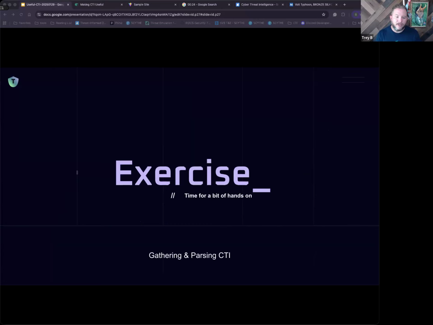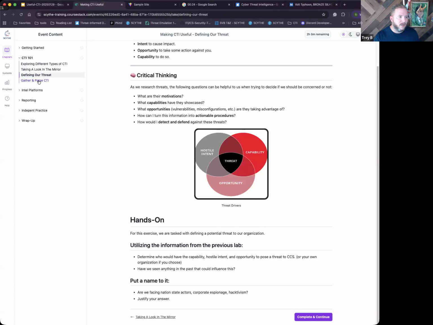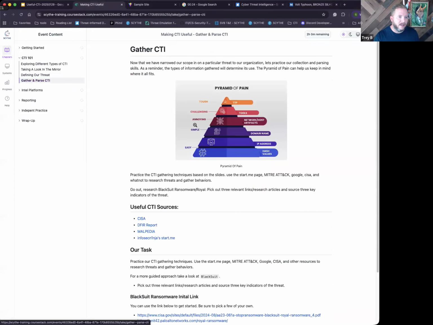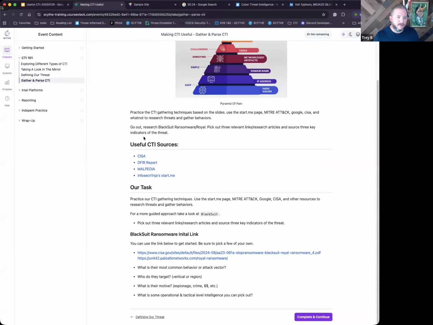So exercise. With this one here, we're going to be a little quicker. Under gathering and parsing CTI, I gave you access to a couple of different resources already posted in here, and I gave you a task and a link. There's a report here on Royal Ransomware or Black Suit. I'd like you guys to take a quick look at these reports and from here expand, pull out a couple other relevant links or articles.